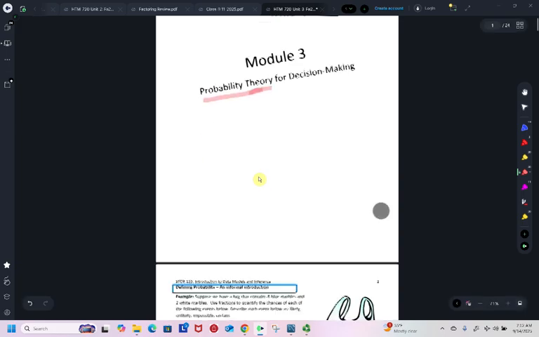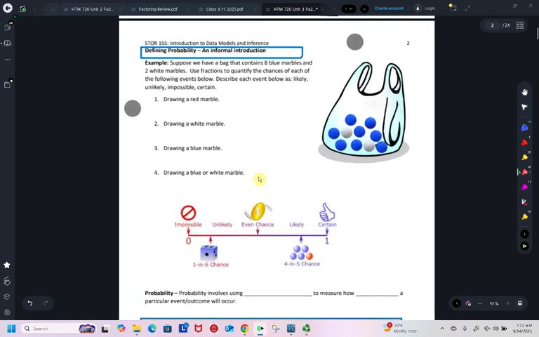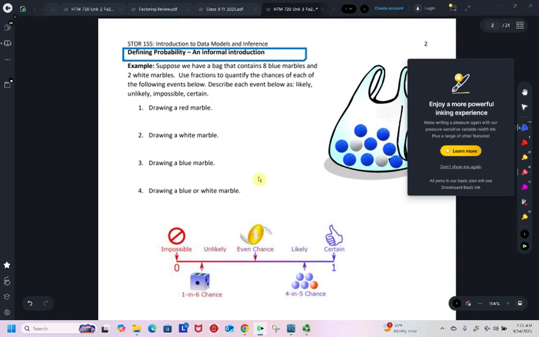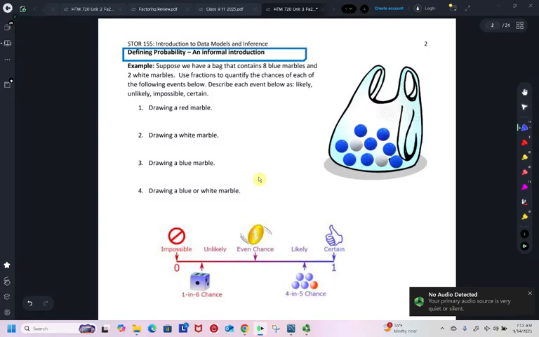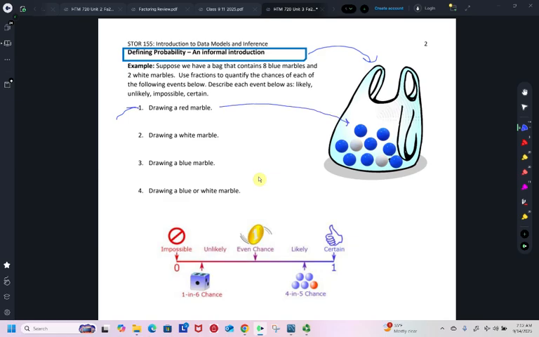To get started, let us consider an informal introduction to probability. And informal as it is, we'll consider a bag here on your screen. So here is what it means. If, for instance, we consider different events, the event of drawing a red marble from this bag, considering that we have only blue and white marbles in this bag, would you describe this event of drawing a red marble as a likely event, an unlikely event, maybe an impossible event, or a certain event?